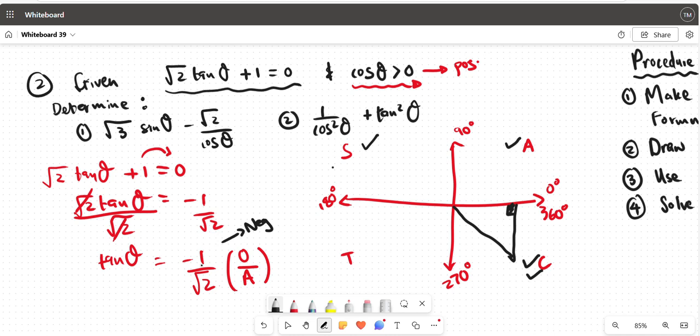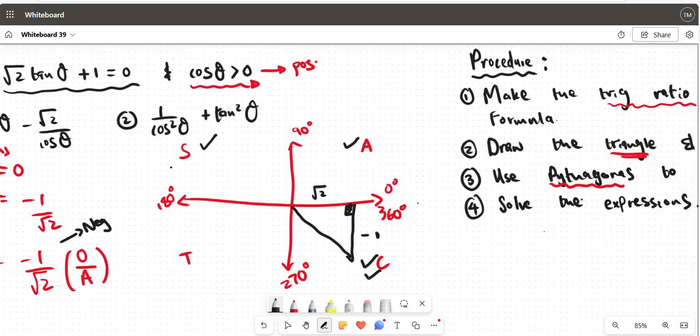And if I label that, my opposite is the negative 1. My adjacent is the root 2. And if you're wondering why isn't the negative 1 going with the root 2, why isn't the negative with the root 2 and the 1 being positive? Because this side is my negative y and it's the positive x side, right? And now that I've drawn that, I'm on step number 3.